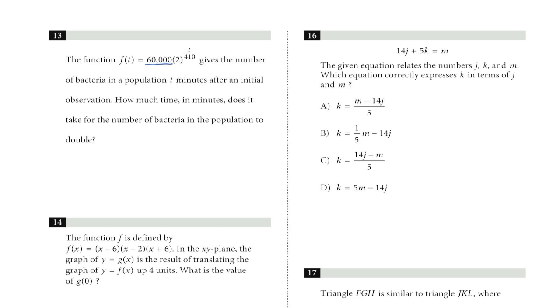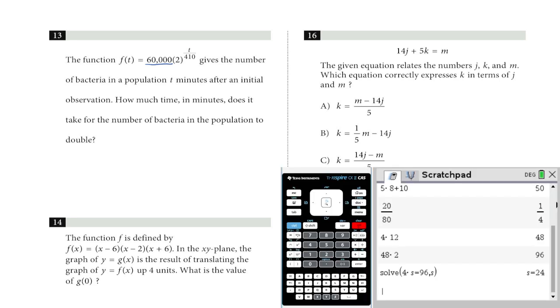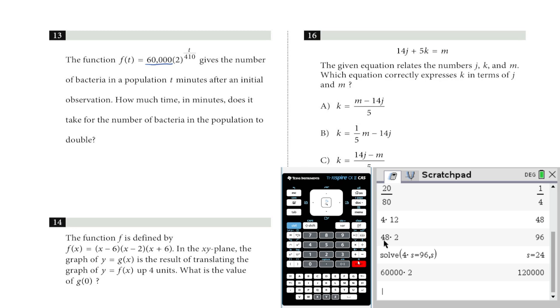If we want it to double, we just have to think, how much bacteria would that be? So I can pull up my calculator and do 60,000 times 2, and we get 120,000. So I know that when I've reached 120,000, I have doubled the number of bacteria. That's what our outcome should now be. We should get 120,000, and we just need to figure out what t should be to make that happen.